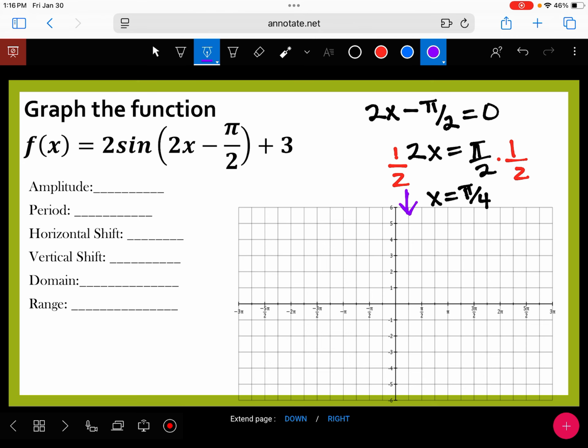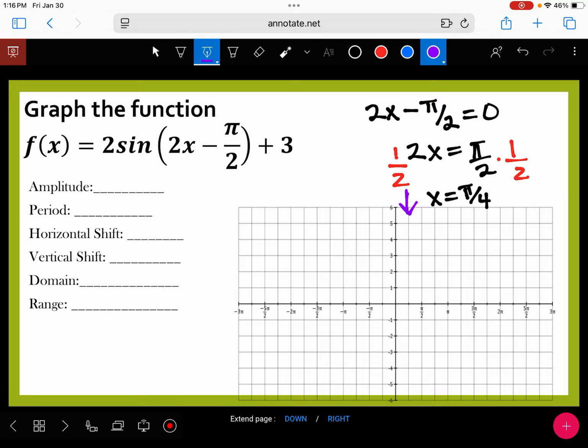Now, I'm going to be honest. If you have a completely blank graph, you need to make a point to stay after. I stay after on Monday. Okay?